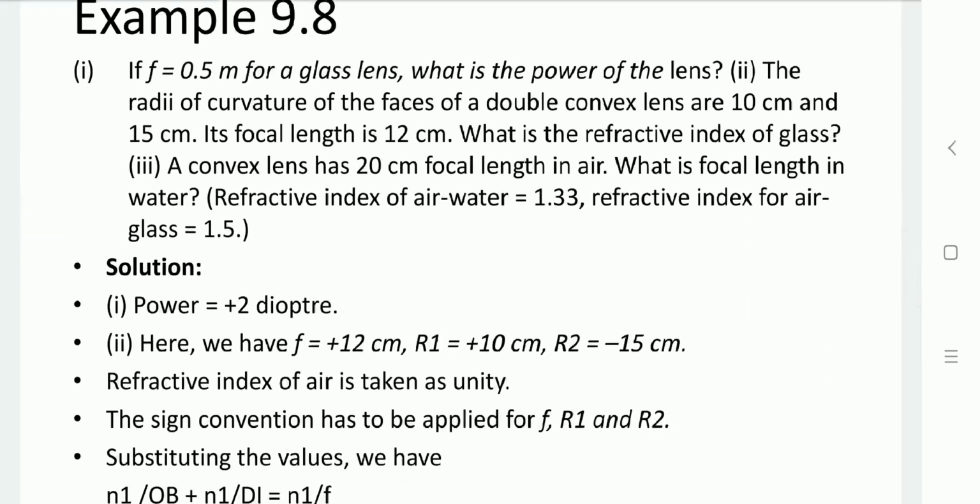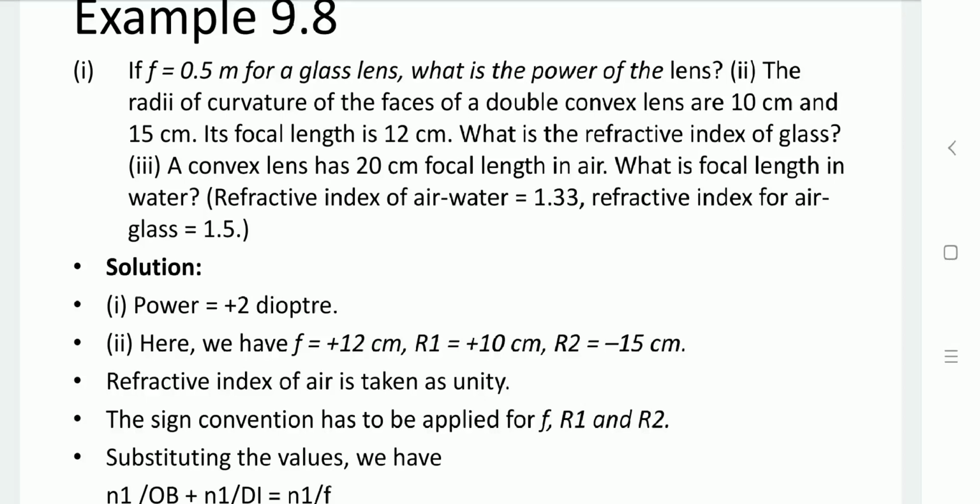If f equals 0.5 meter for a glass lens, what is the power of the lens? The radii of curvature of the faces of a double convex lens are 10 centimeter and 15 centimeter. If the focal length is 12 centimeter, what is the refractive index of glass? A convex lens has 20 centimeter focal length in air, what is the focal length in water? The refractive index of air to water is 1.33 and the refractive index of air to glass is 1.5.